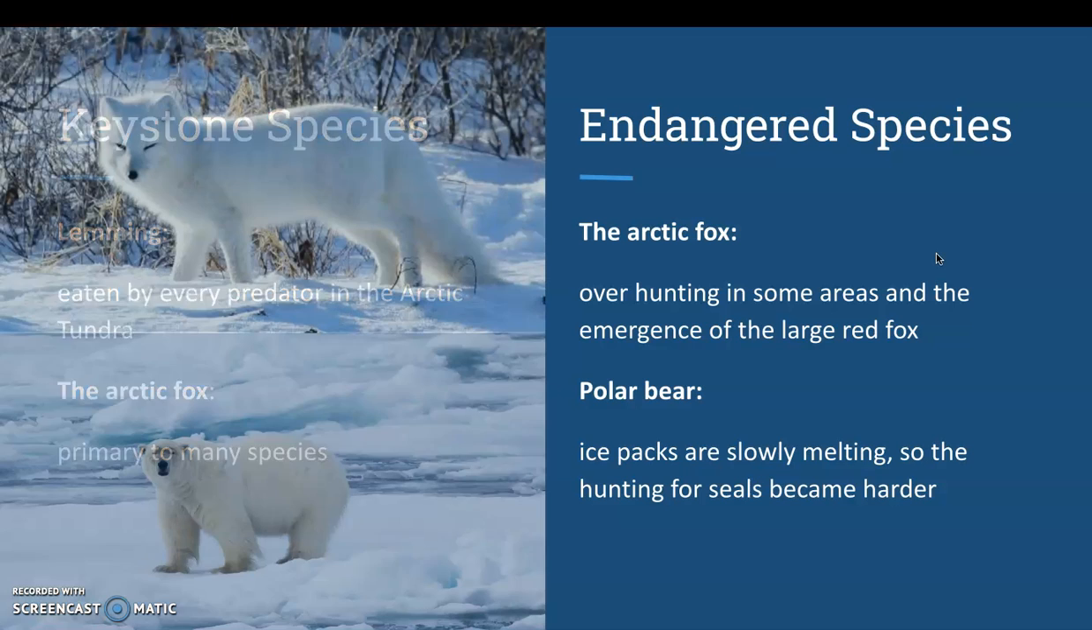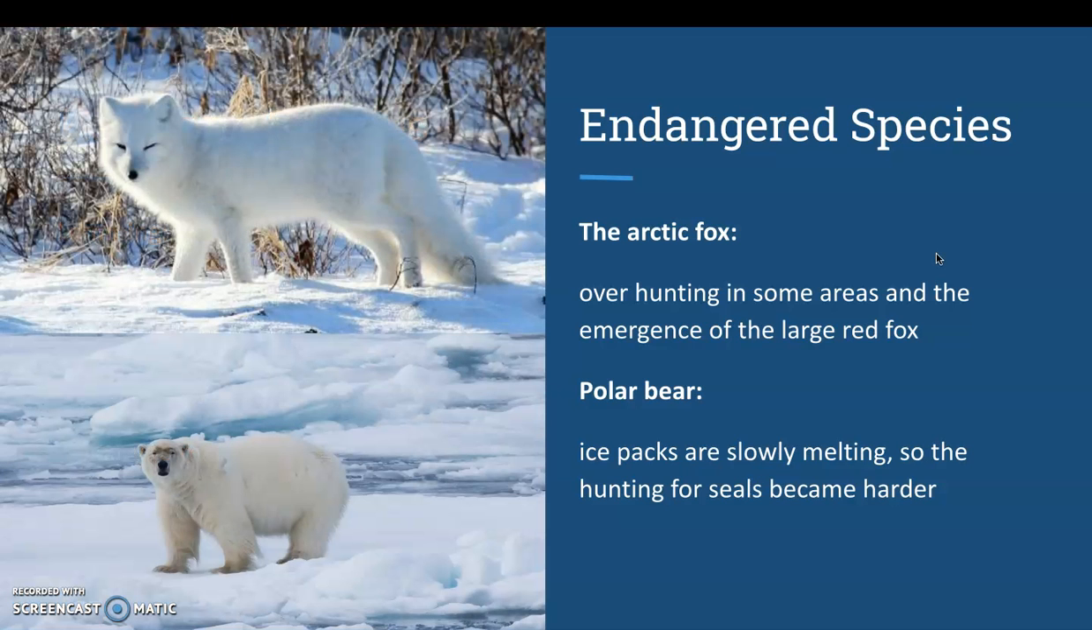Endangered species are the Arctic fox because of overhunting in some areas and the emergence of the large red fox, and the polar bear because ice packs are slowly melting, so hunting for seals, which is their main food source, is becoming harder.